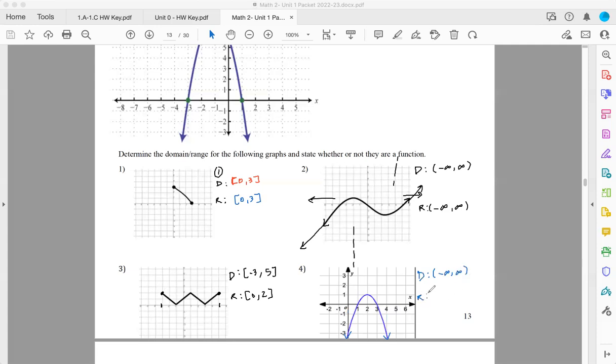And the range is all the way down. Remember, the y values are going all the way down. But if you're going up, they stop here. There's no y value above this point. So we would say the range is from -infinity all the way up to the value 1. Basically, this is the value 1. That's the range.